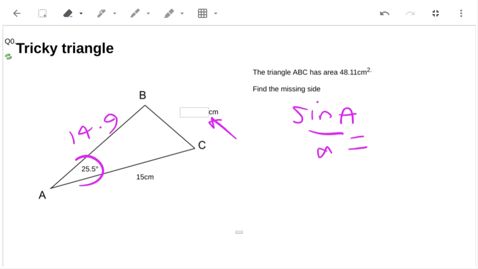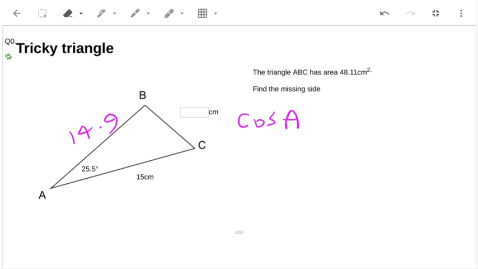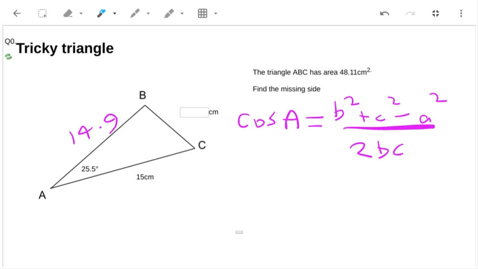Well, no, because we only know that angle, and we don't know this side, so it's not going to work. So what we need to do is use the cos rule instead. And the cos rule, if we write it down first, it's something like cos of A equals b squared plus c squared minus a squared divided by 2bc. And what we need to do before we use that is check that that angle is in the right place or given the correct name.